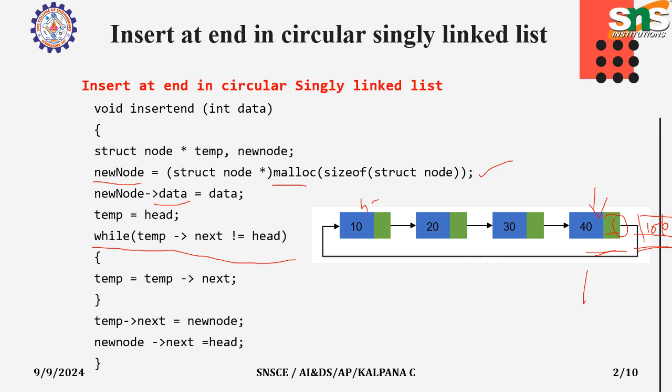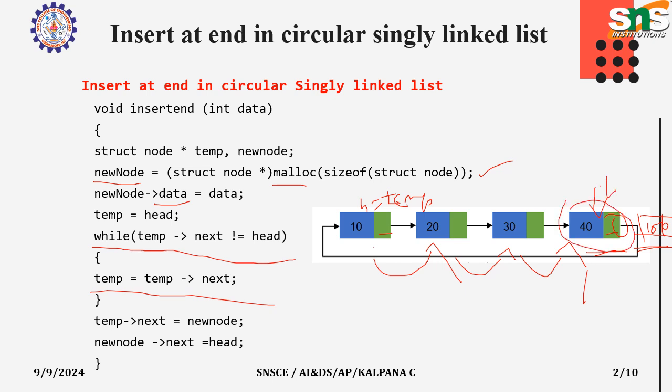I'm going to use another pointer, temp. I assign temp to head, then while temp of next is not equal to head, I have to move to the next node. For that, temp is equal to temp of next. The same way I keep moving the pointer, and once I reach temp of next is equal to head, the loop stops.